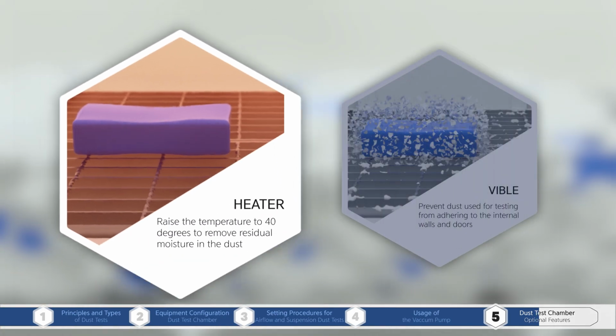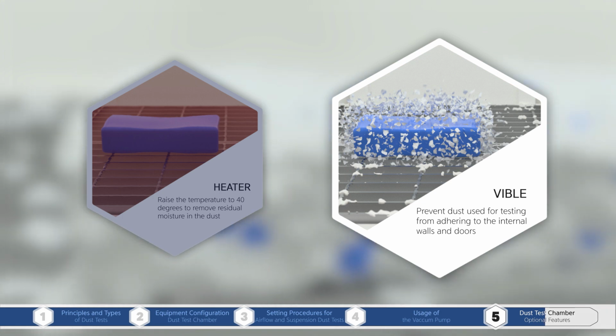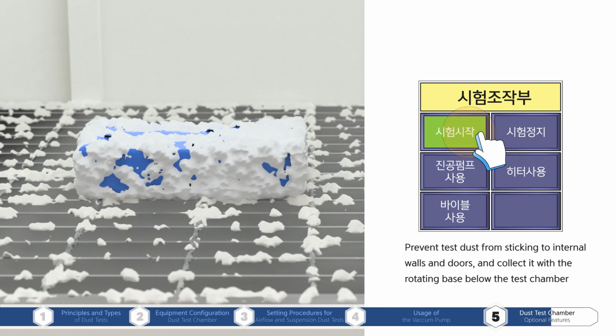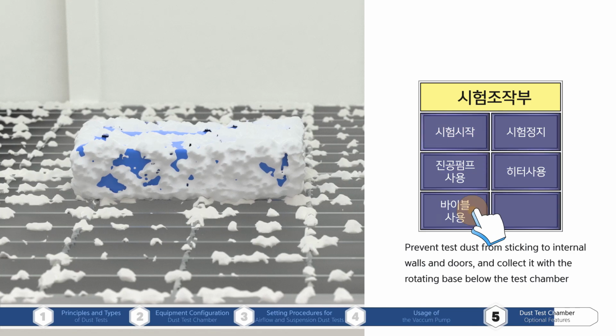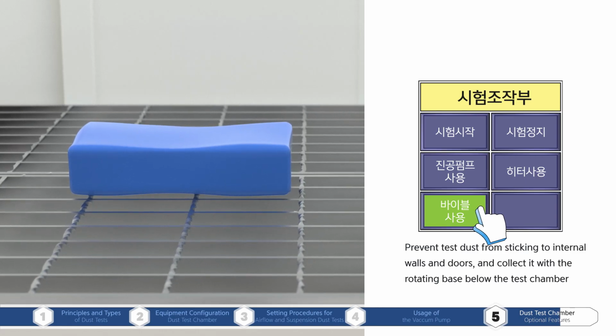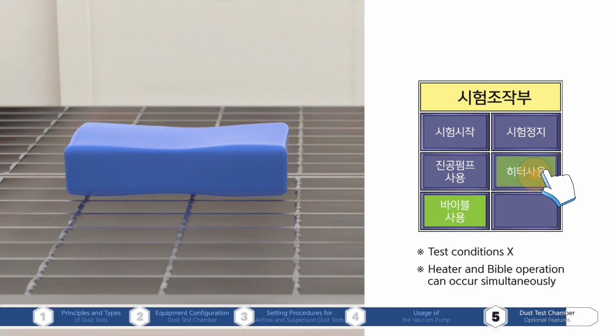The second is the use of a Bible, a function that imparts vibrations to the wall during the test to shake off dust. Press the Start Test button to activate it, and it will remove dust inside the chamber for a more accurate test. Both the heater and Bible functions can operate simultaneously.